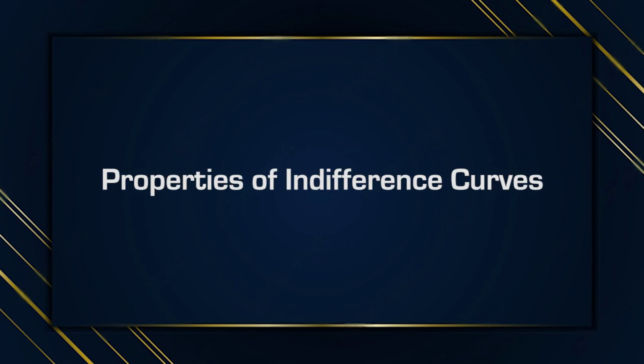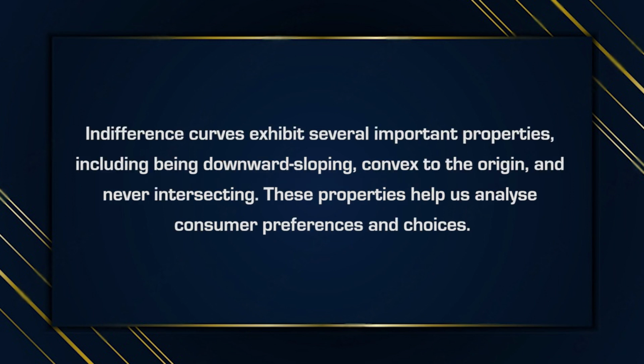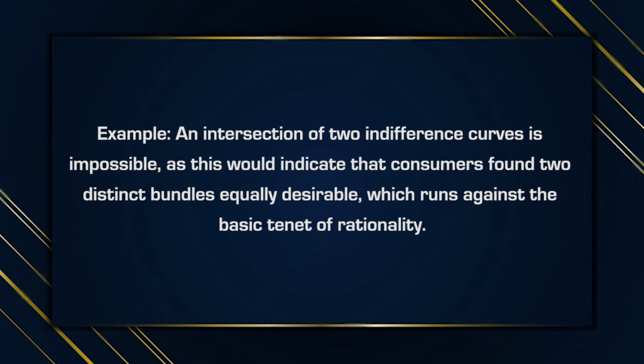Properties of indifference curves. Indifference curves exhibit several important properties, including being downward sloping, convex to the origin, and never intersecting. These properties help us analyze consumer preferences and choices. For example, an intersection of two indifference curves is impossible, as this would indicate that consumers found two distinct bundles equally desirable, which runs against the basic tenet of rationality.